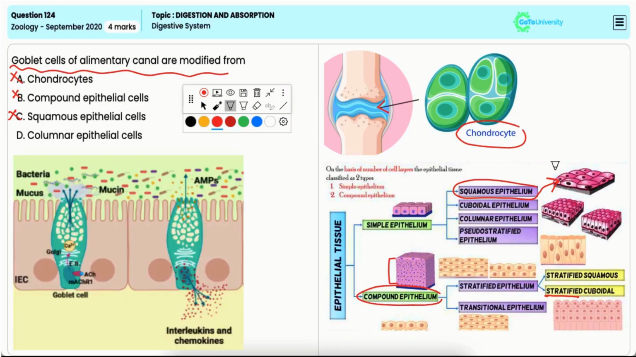Option D, columnar epithelial cells. Now, goblet cells are indeed modified columnar epithelial cells found in the lining of the alimentary canal, and their main function is the secretion of mucus, which helps in lubricating and protecting the lining of the digestive tract. Hence, this is the correct option.